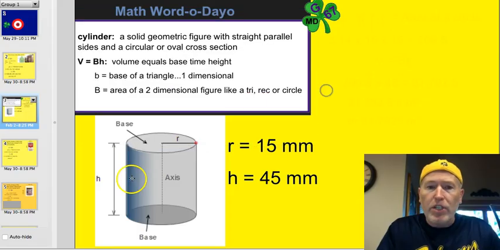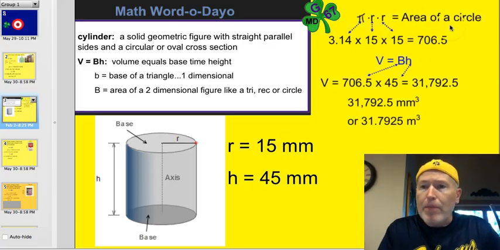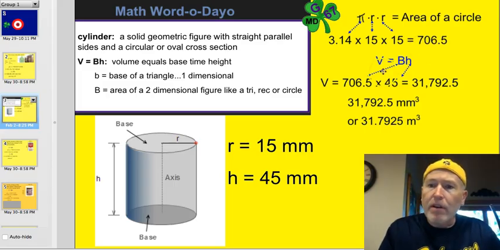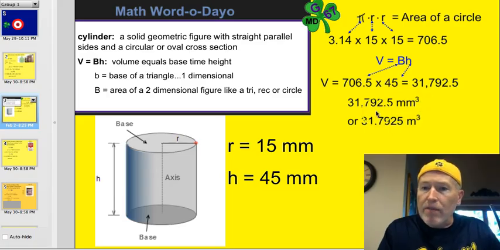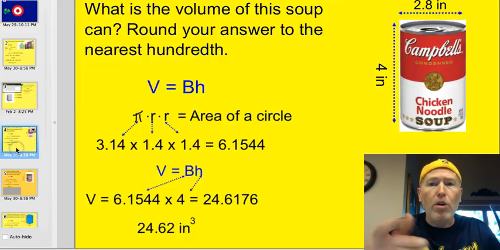All right, let's take a look at this first example here. We have find the volume of this cylinder. We've got a radius of 15 millimeters and a height of 45. Let's go ahead and pop that in. We'll find the area of the circle first. So it's pi r squared. 3.14 times 15 times 15 gives us 706.5. And then pop it into the formula. The volume is equal to, there's my base of 706.5 times my height of 45 equals 31,792.5. That would be millimeters cubed. If I want to divide by 1,000 quick, I could say that's 31.7925 meters cubed. Little quick conversion lesson. Let's do one more, and then I'm going to have you try one.